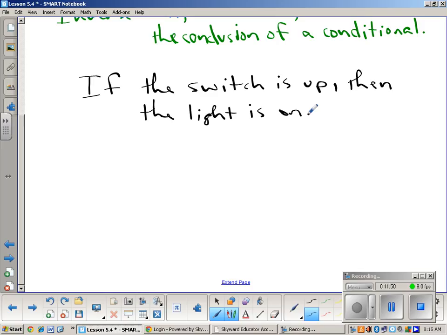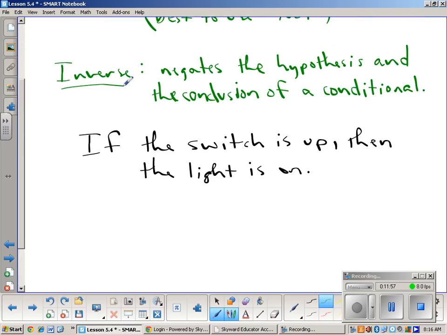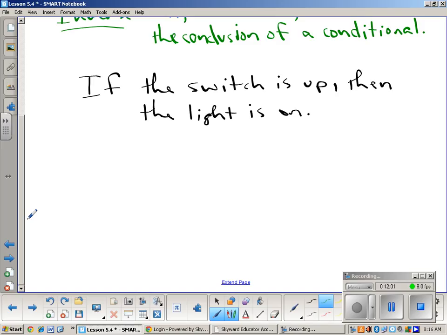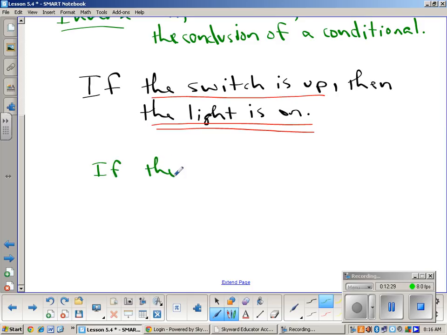Okay, but if we want to negate this and write the inverse, then we are going to change the hypothesis and the conclusion. Remember, this is the hypothesis, and this is the conclusion. If we switch the truth value of each one of them, if we negate both of them, instead of saying if the switch is up, we're going to say what? We're not writing the converse. Be careful, we're not writing the converse. We're going to write the inverse, which means we negate the hypothesis and the conclusion.